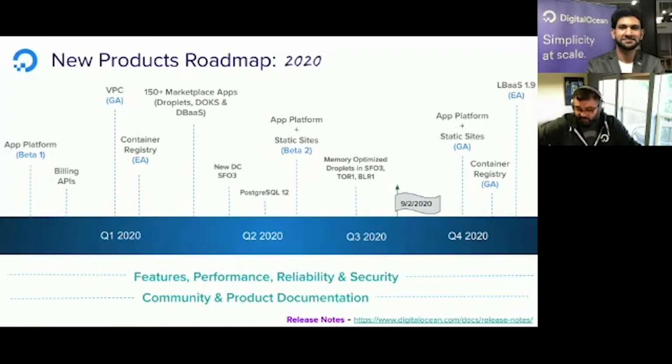Finally, container registry. Obviously, when you build a Kubernetes platform, a container-native PaaS offering, having a registry close to your product or your application is a key ingredient. It is in EA right now, and we are planning to go GA sometime in November. So very excited about that.